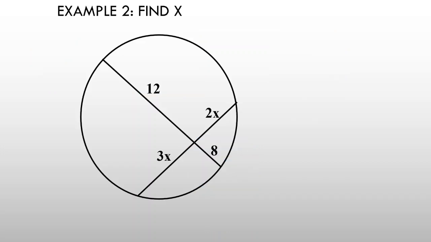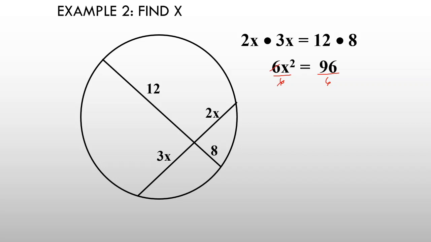Another example: find x. Same as before, it is a chord rule. So therefore, part times part equals part times part. So we have 2x times 3x equals 12 times 8. Then 2x times 3x is 6x squared and 12 times 8 is 96. Divide both sides by 6.